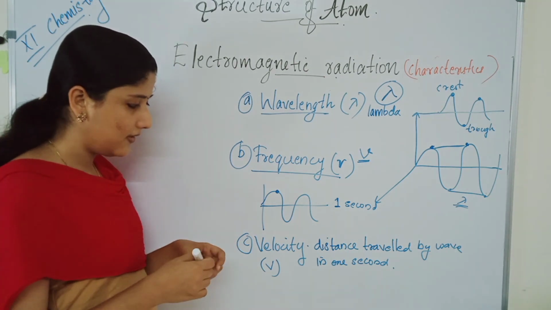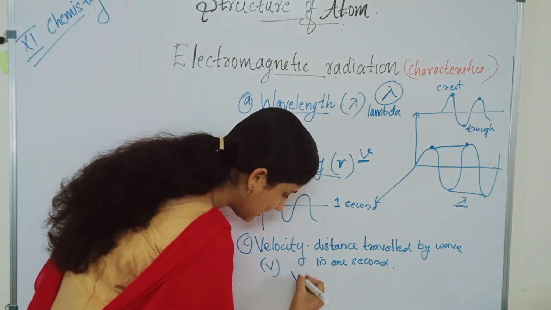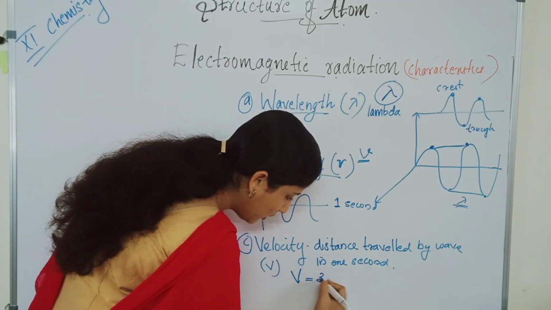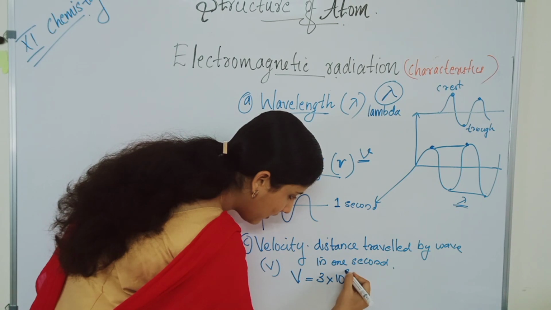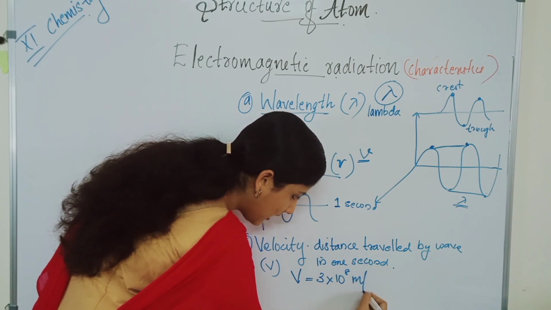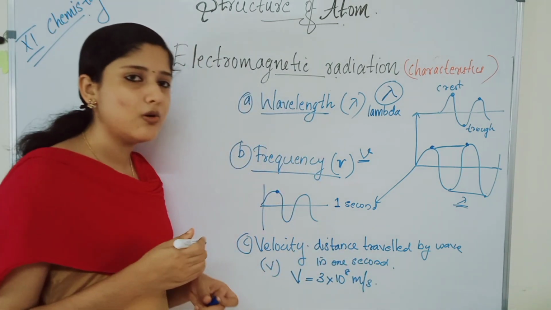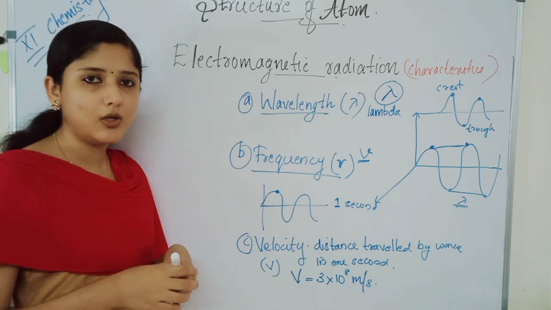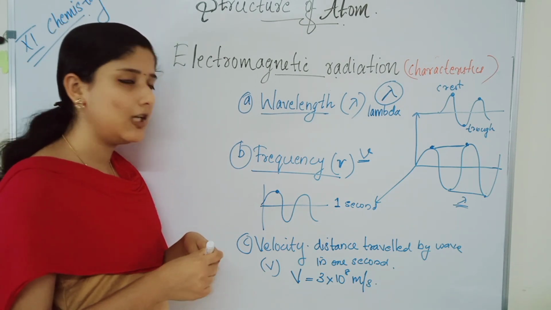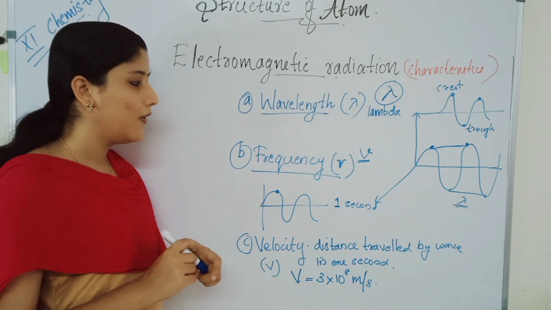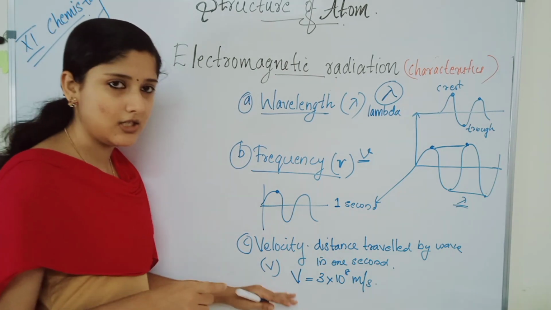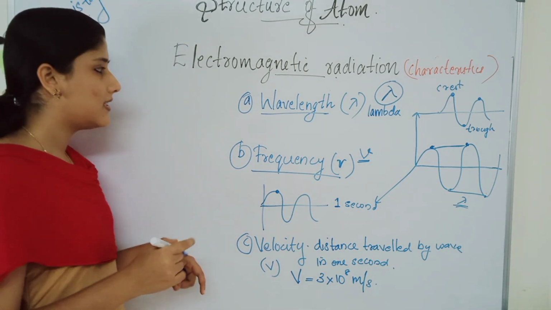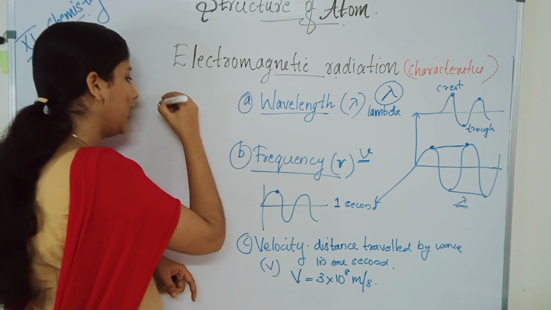The velocity of light, v, is equal to 3 into 10 power 8 meter per second. Remember this value. The next characteristic is wave number.